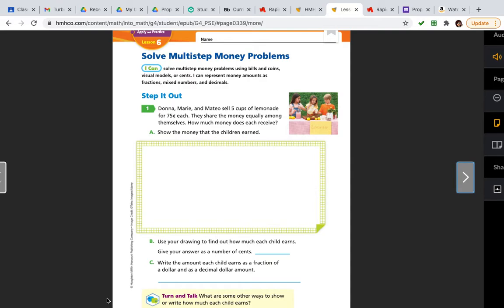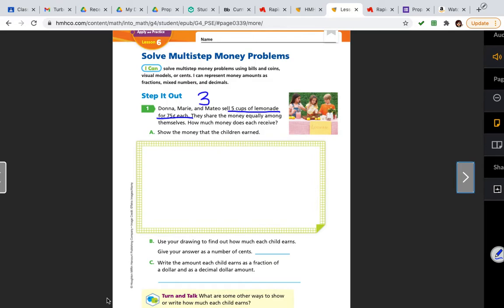So number one, step it out. Donna, Marie, and Mateo sell 5 cups of lemonade for 75 cents each. They share the money equally among themselves. So you have Donna, Marie, Mateo. That's 3 people. So we're going to split the money 3 ways. How much money does each receive? Show the money the children earn.